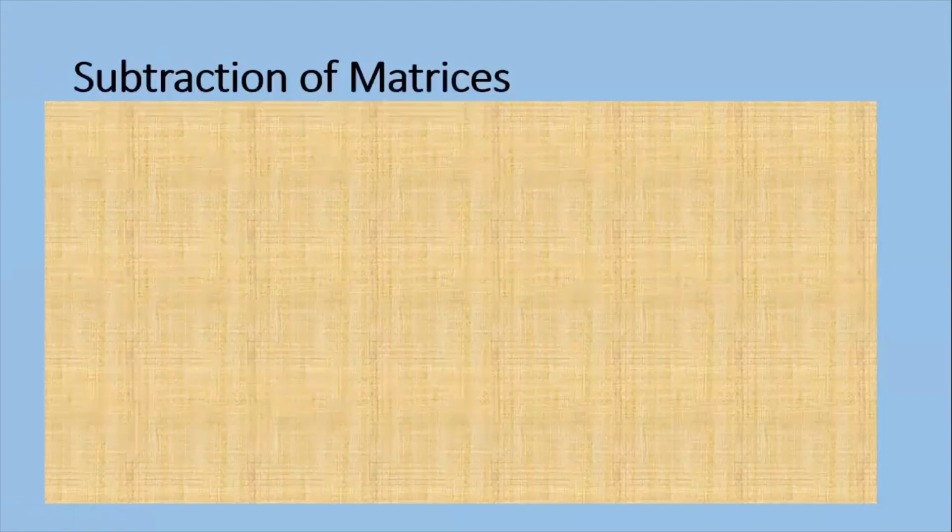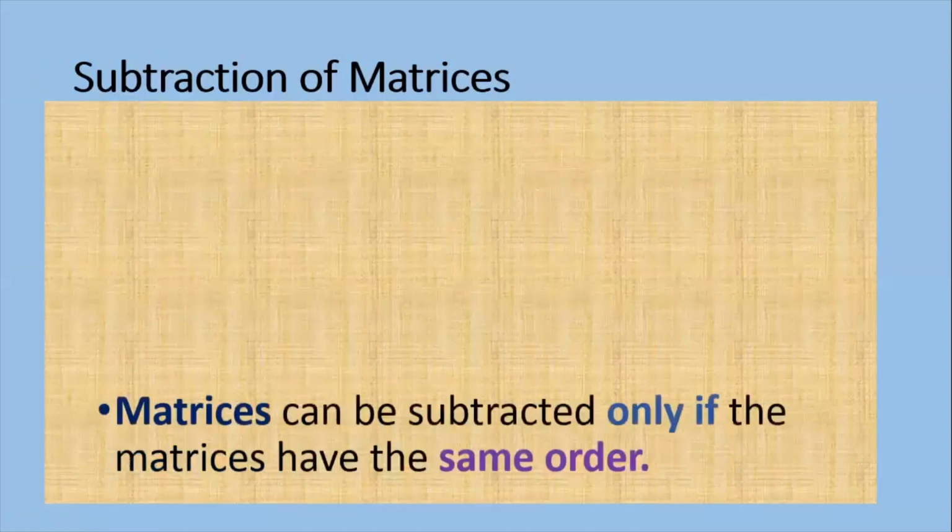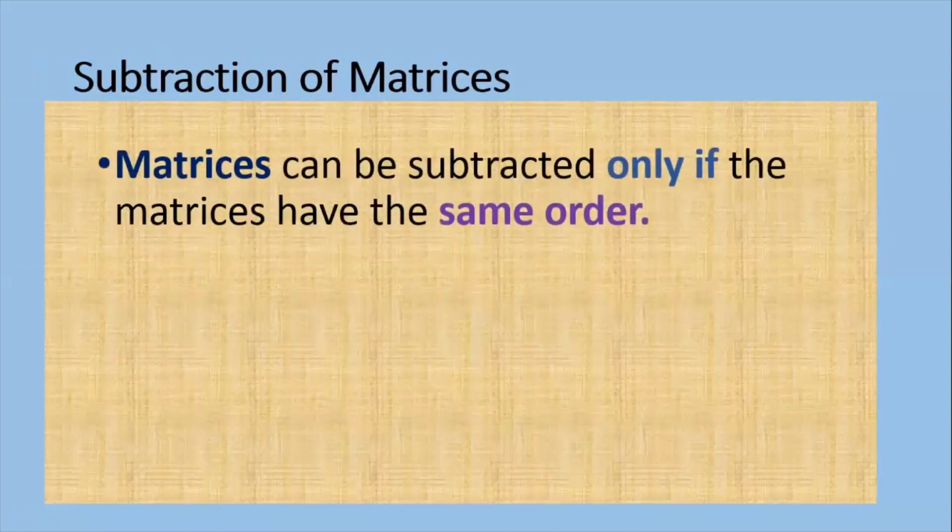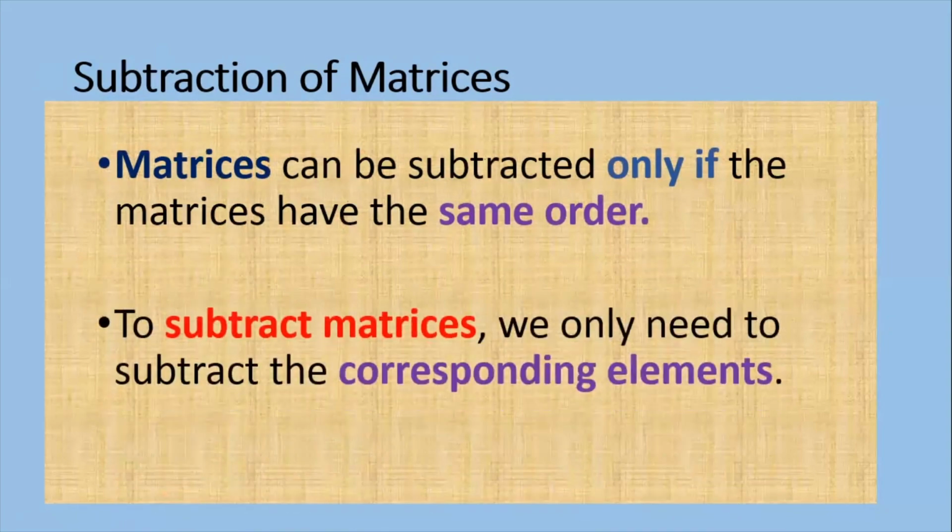Right. Now, how do we subtract matrices? Matrices can be subtracted only if the matrices have the same order. Just like for addition, you can subtract only if the matrices have the same order. And how do we do it? Well, to subtract matrices, we only need to subtract the corresponding elements.